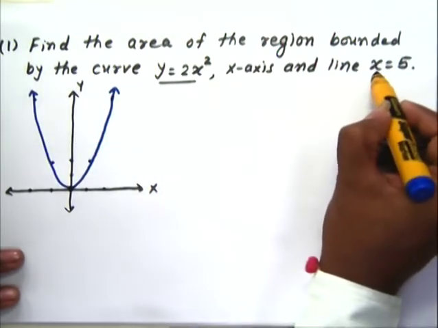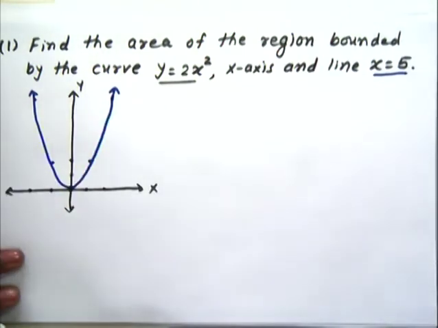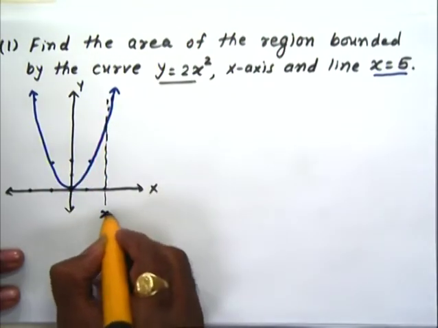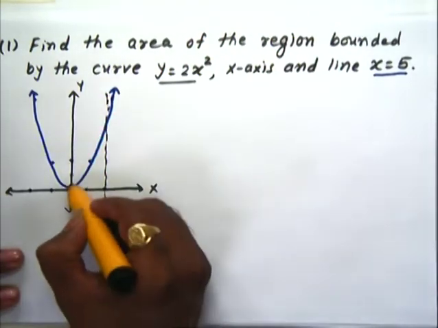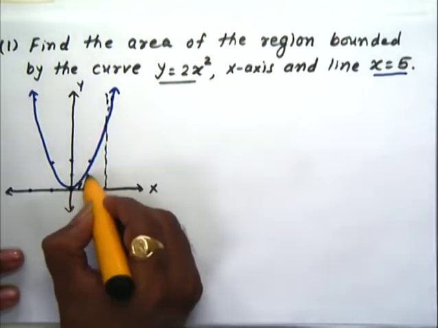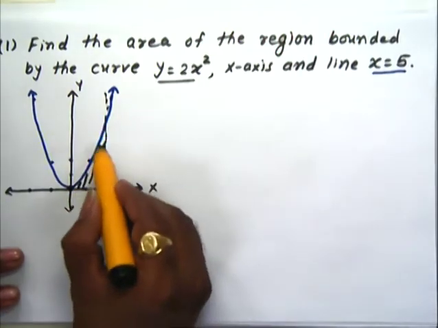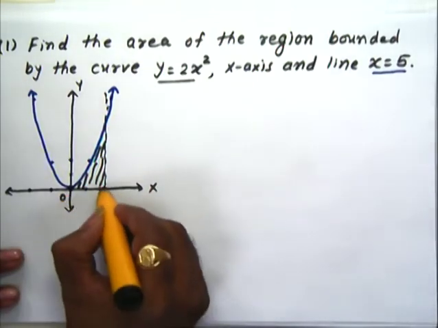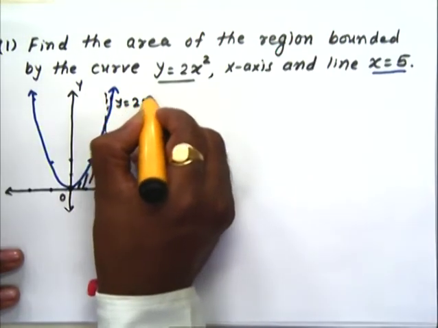Now we want to draw this line x equal to 5. Suppose somewhere here x equal to 5 is here. So let's draw the x equal to 5 line. So this curve, x equal to 5 line and x axis, our region is this. We want to find the area of this region. See, this is x equal to 0, this is x equal to 5, and this is our function y equal to 2x square.